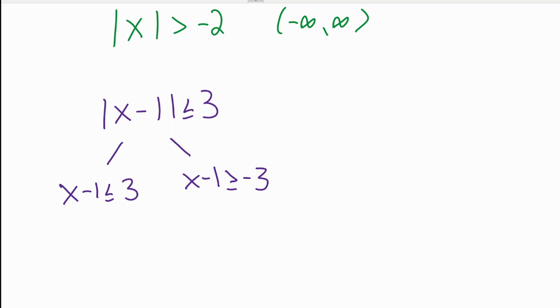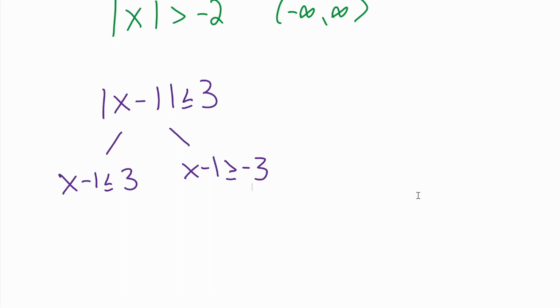So if we solve this left one, we'll add 1 to both sides. So we have x is less than or equal to 4. If we solve the right one, we have x is greater than or equal to negative 2. So we go ahead and combine those, and maybe we'll just write it with the inequality sign. So negative 2 is less than or equal to x is less than or equal to 4.